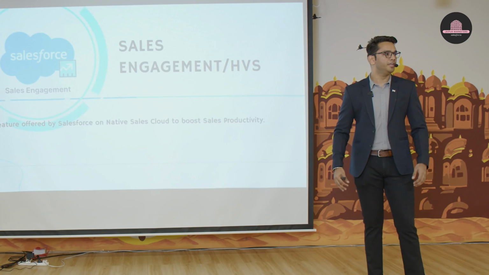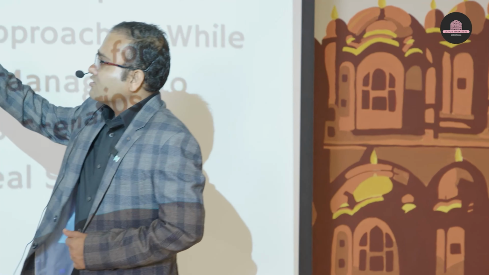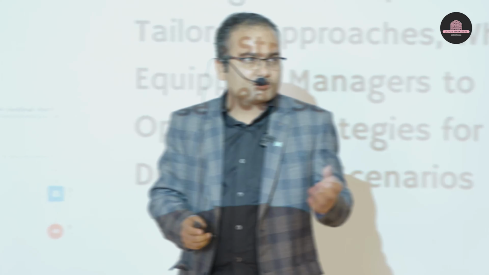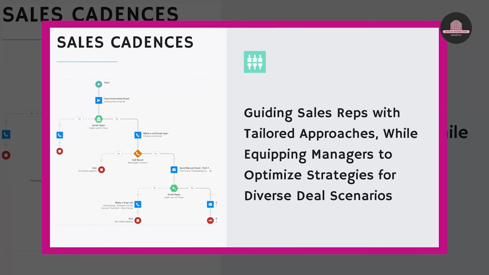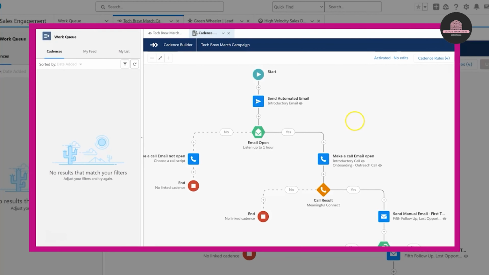Sales engagement components bring productivity and tracking features with them so that your sales team rep as well as the sales team manager can boost their productivity while working on the sales process. So here you can see, sales cadence is basically a visual representation of your business process into sequential steps. Understand it in this way.